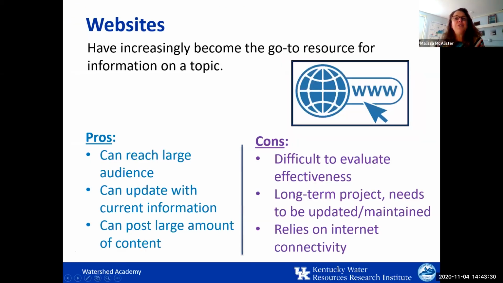So as we all know, websites can also be extremely useful for making general information available to the public. You can reach a really large audience. You can keep it updated with current information. They may be difficult to evaluate for effectiveness because they're kind of just out there, and you can track visits, but you don't know how much they're actually having an impact in the watershed, possibly. And they need to be updated and maintained with fresh content. And obviously they rely on internet connectivity.